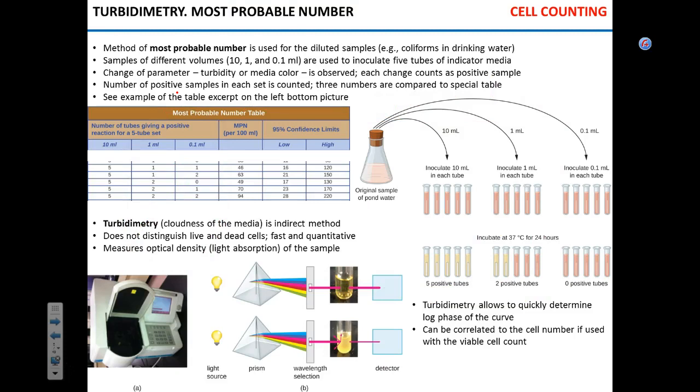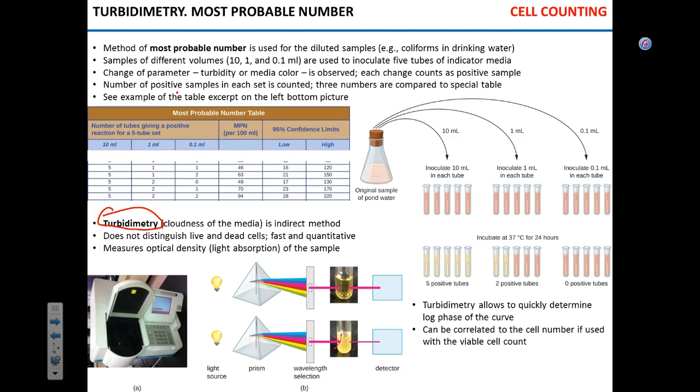Now, these two methods: one is super convenient, super fast, with a lot of disadvantages. It's called turbidimetry. Turbid means cloudy. Turbidimetry measures the cloudiness of the cell culture. Am I clear?